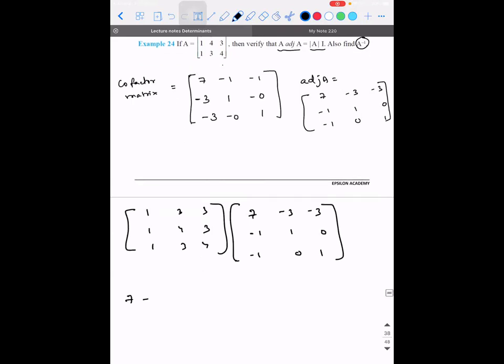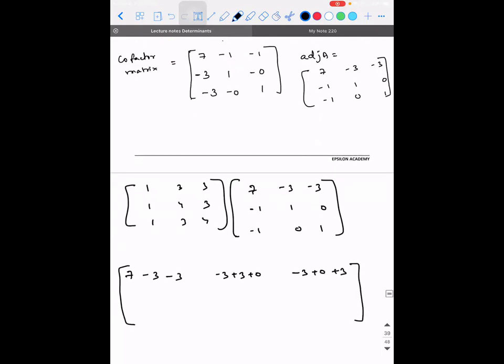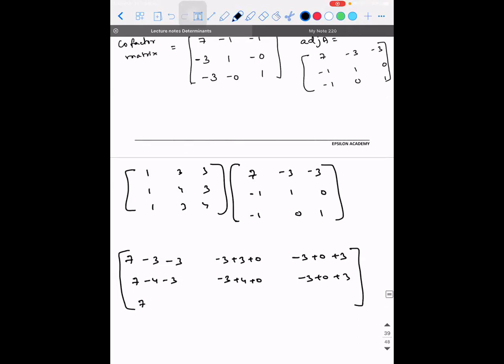So 1 into 7, 7 minus 3 minus 3. Then minus 3 plus 3 plus 0. Minus 3 plus 0 plus 3. 7 minus 4 minus 3. Minus 3 plus 4 plus 0. Minus 3 plus 0 plus 3. 7 minus 3 minus 4. Minus 3 minus 3 plus 0. Minus 3 plus 0 plus 4.